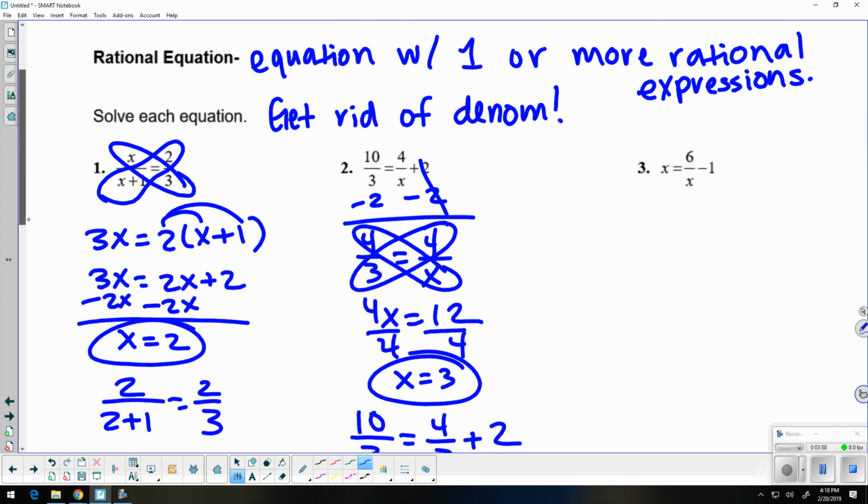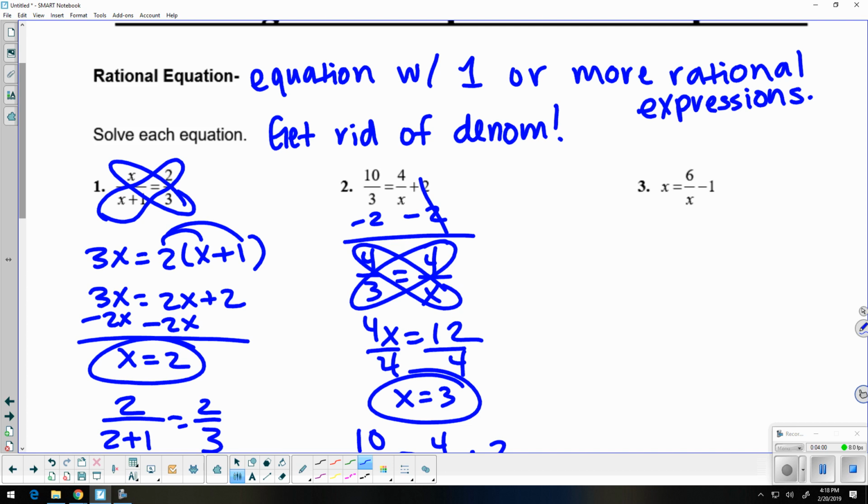For the next one, number 3, to start this off, I do want to stick to the whole cross multiplying thing if I can. So for number 3, I'm going to start by adding 1 to both sides.